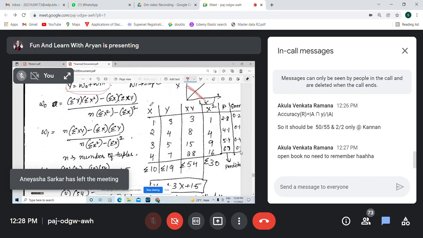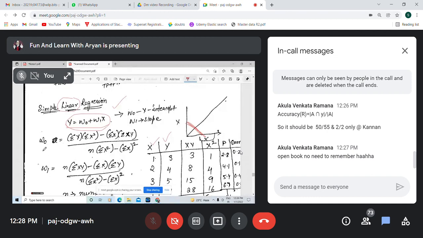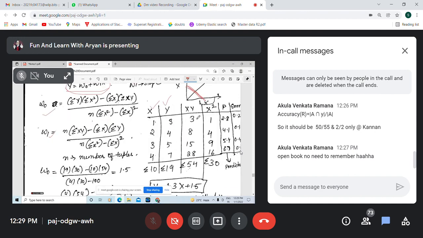You will be given x and y values, so you just use this formula blindly. W0 and W1. This is the formula for the linear relationship: y is equal to W0 plus W1x. W0 is your y intercept, W1 is your slope. This is the formula for W0, and this is the formula for W1.